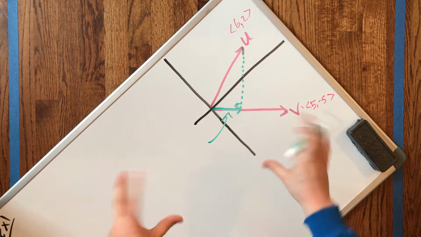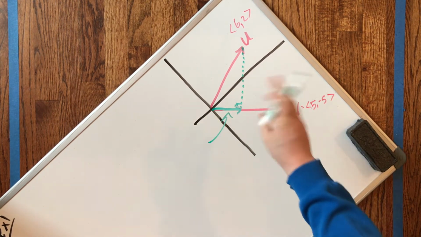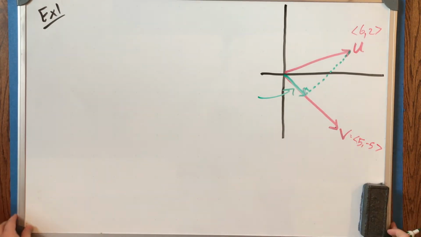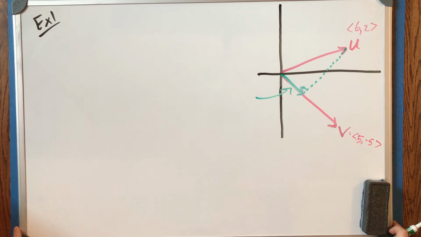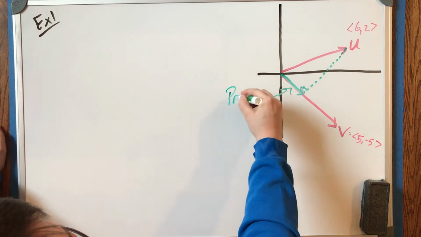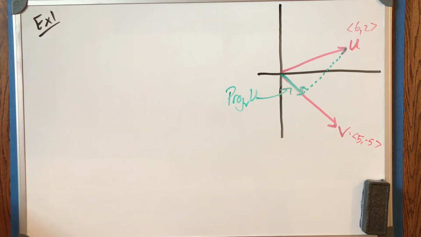Okay, so I always just rotate my paper so that I can have this going in the horizontal direction. It makes it very easy to draw where the vector should be. All right, so this is the projection of u onto v, and that's what we're trying to find.